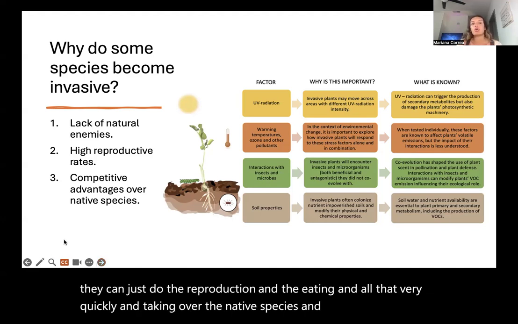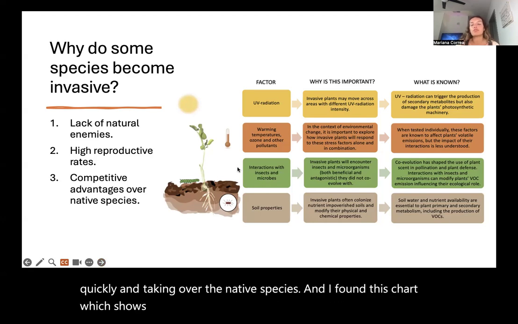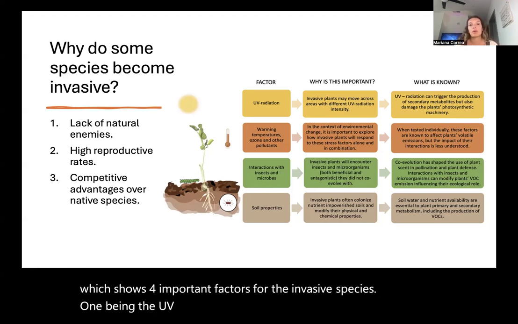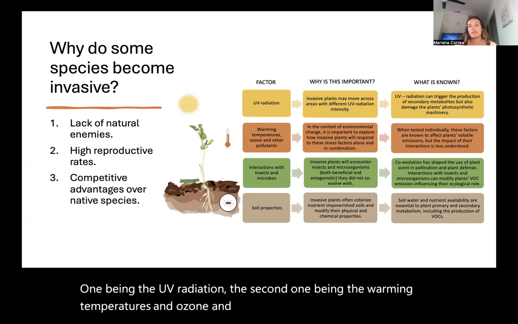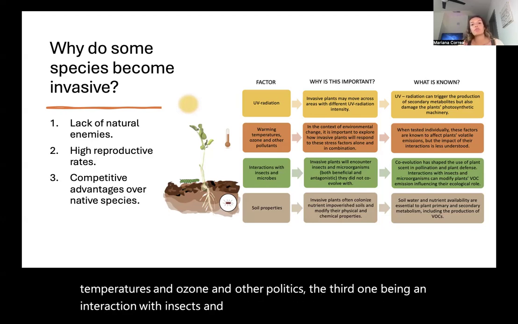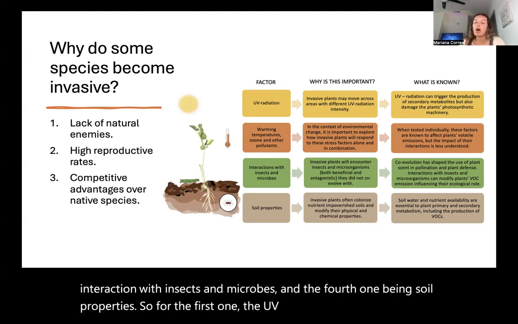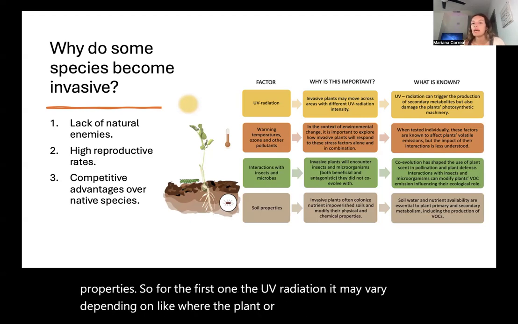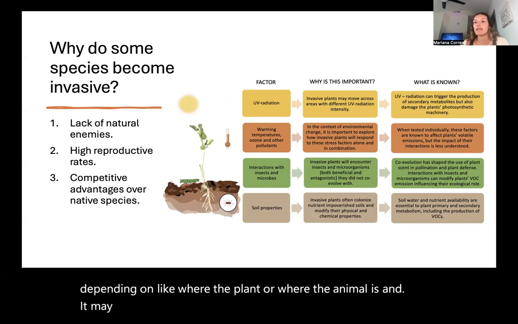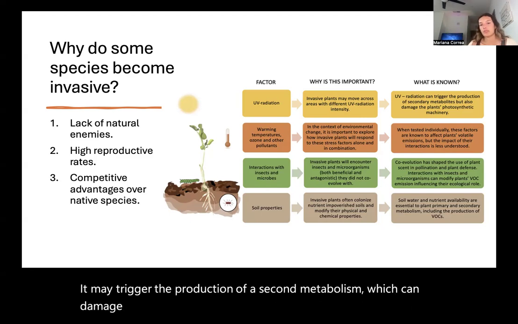And I found this chart which shows four important factors for the invasive species. One being the UV radiation, the second one being the warming temperatures and ozone and other pollutants, the third one being an interaction with insects and microbes, and the fourth one being soil properties. For the first one, the UV radiation, it may vary depending on where the plant or the animal is, and it may trigger the production of a second metabolism, which can damage the plant's photosynthetic machinery.